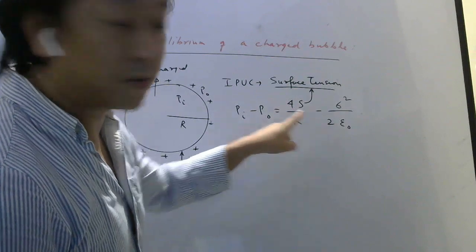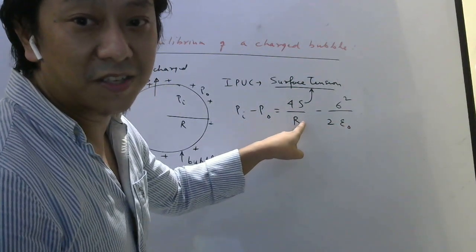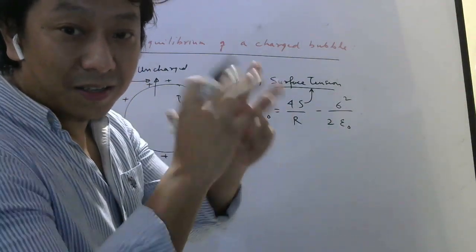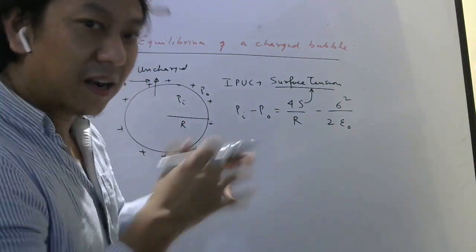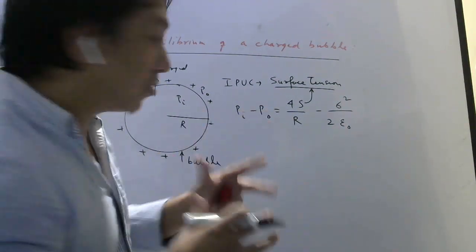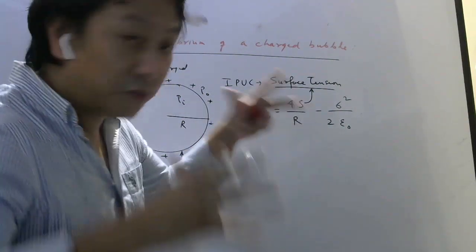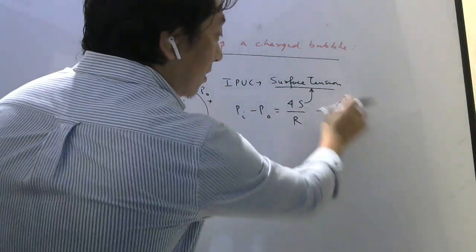And why minus? Because whatever the charge is doing is opposite to what surface tension is trying to do. Surface tension tries to minimize the area. The charge on the bubble, whether you give positive or negative, it doesn't matter. Like charges will repel each other. So the electrostatic pressure will try to blow the surface. This will try to shrink the surface. So excess pressure will be reduced because of this pressure.